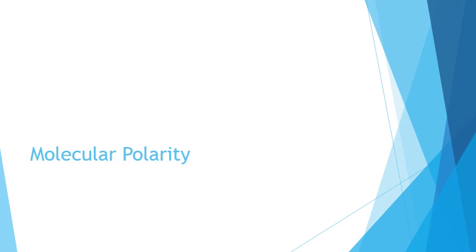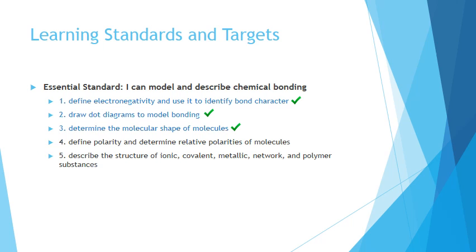The next lesson in our bonding and intermolecular forces unit is on molecular polarity. So the first three learning targets we have worked on identifying bond characters, drawing Lewis structures or dot diagrams, and looking at the shapes of molecules. These next two learning targets, 4 and 5, really start putting all these things together, where we look at how the shapes and the electronegativities can affect the overall properties of the molecule.